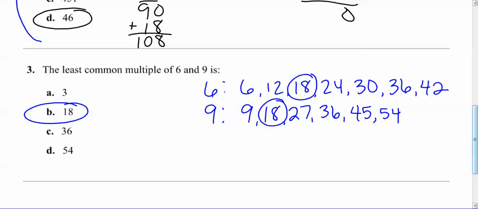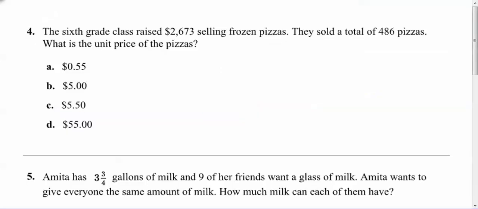All right, the next question is about the class selling pizzas. It says the 6th grade class raised $2,673 selling frozen pizzas. They sold a total of 486 pizzas. What is the unit price of the pizza? So again, unit price means what is the price of one. These are kind of big numbers, I should say.